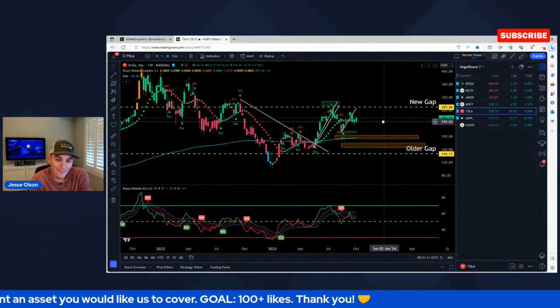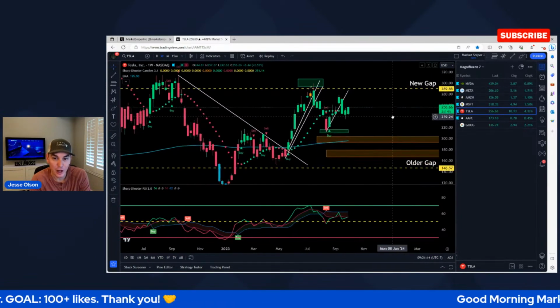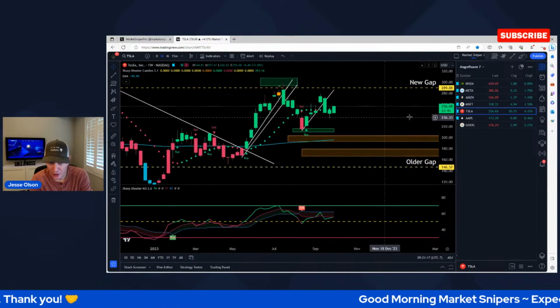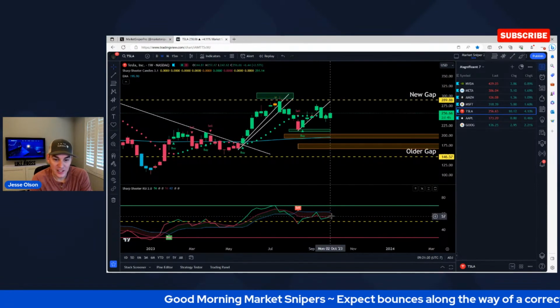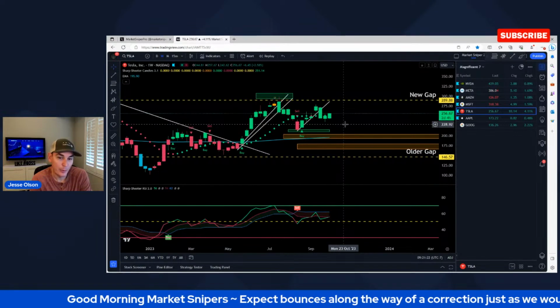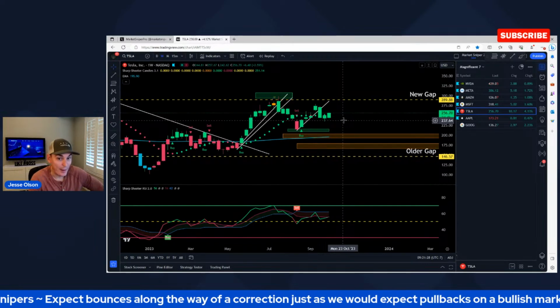So Tesla's still battling, right? There's no sell signal on the weekly chart, right? So it's still battling it. So even the slightest move is going to be a pretty good bounce on the lower time frames.